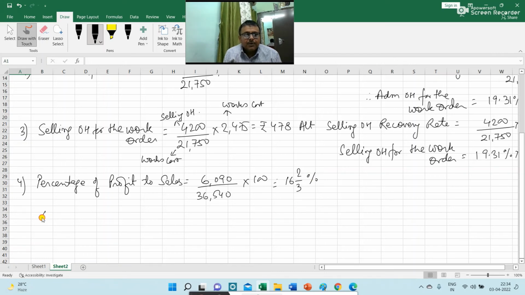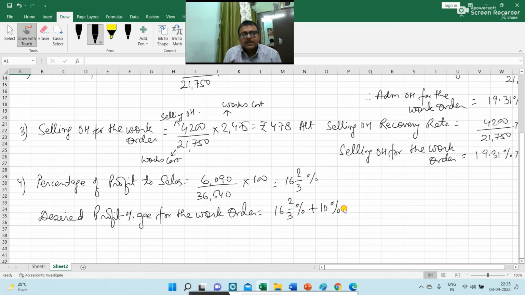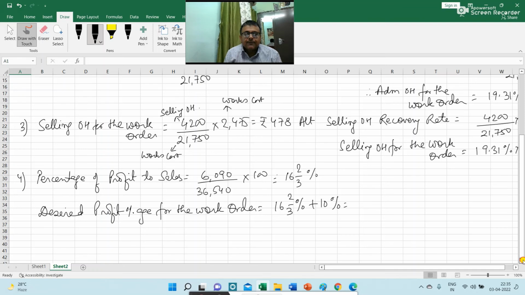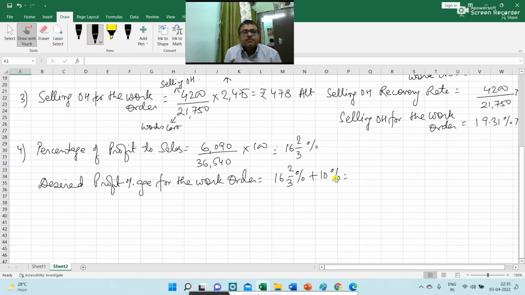Now the desired profit percentage for the work order will be 16 2/3% plus 10%. It is given in the question that the desired profit for the work order will be 10% more than what you have earned in 2020. So this will be 26 2/3%.